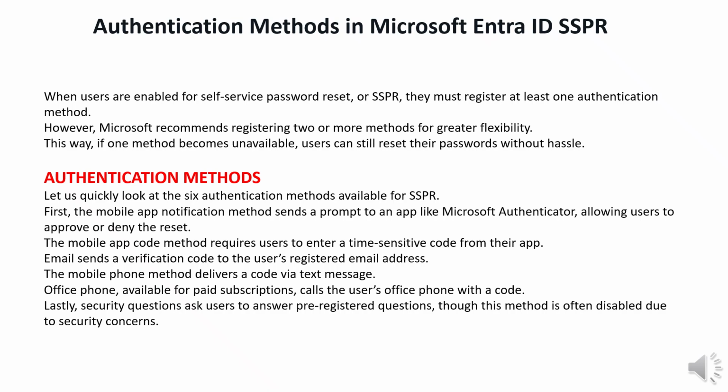Authentication methods. Let us quickly look at the 6 authentication methods available for SSPR. First, the mobile app notification method sends a prompt to an app like Microsoft Authenticator, allowing users to approve or deny the reset. The mobile app code method requires users to enter a time-sensitive code from their app. Email sends a verification code to the user's registered email address. The mobile phone method delivers a code via text message.